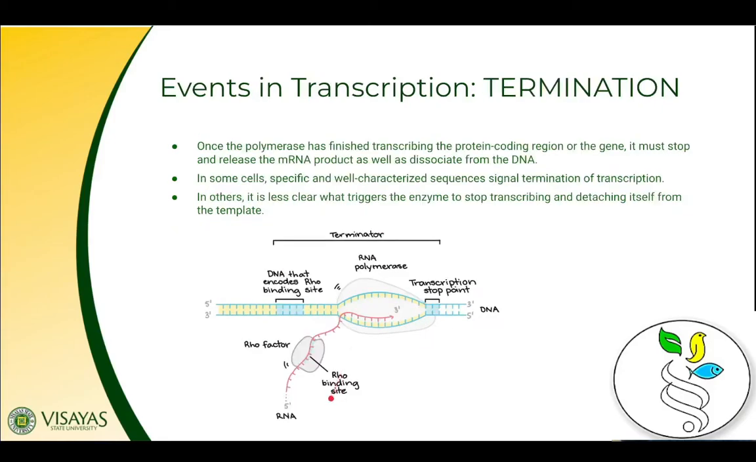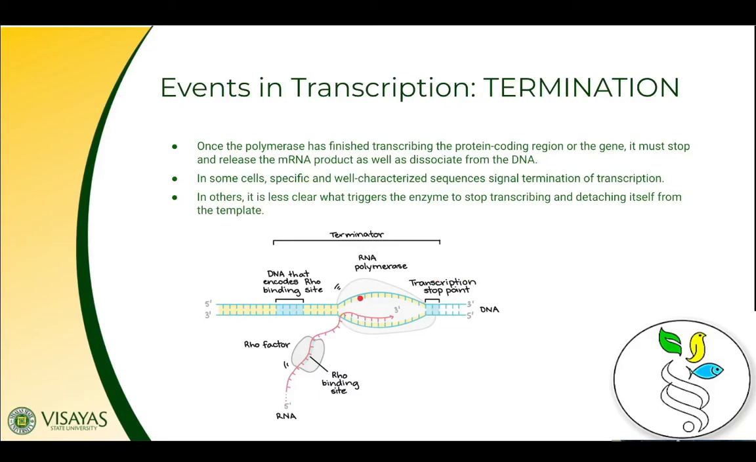Then finally, once the polymerase has finished transcribing the protein coding region of the gene, it must stop and release the mRNA product as well as dissociate from the DNA. This is what we call the termination phase of transcription. In some cells, specific characterized sequences signal termination of transcription. In others, it is less clear what triggers the enzyme to stop transcribing and detach from the template. Okay.